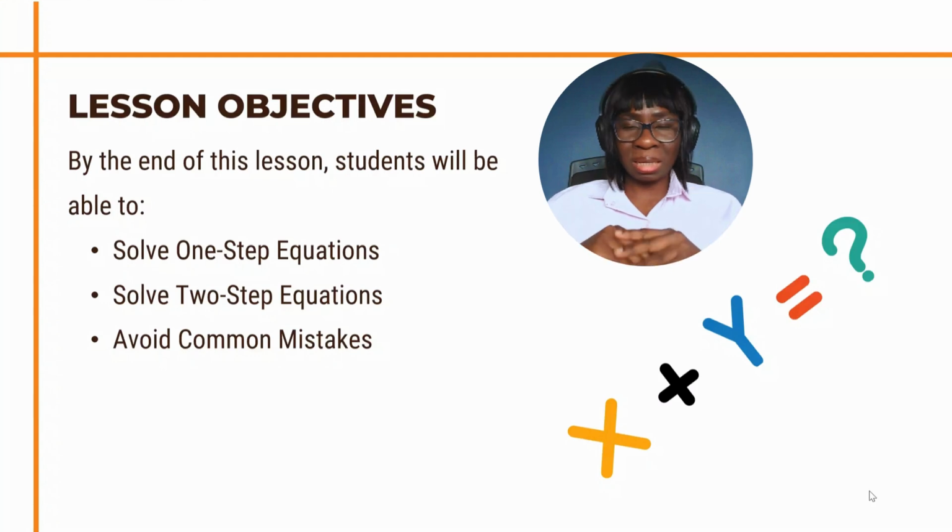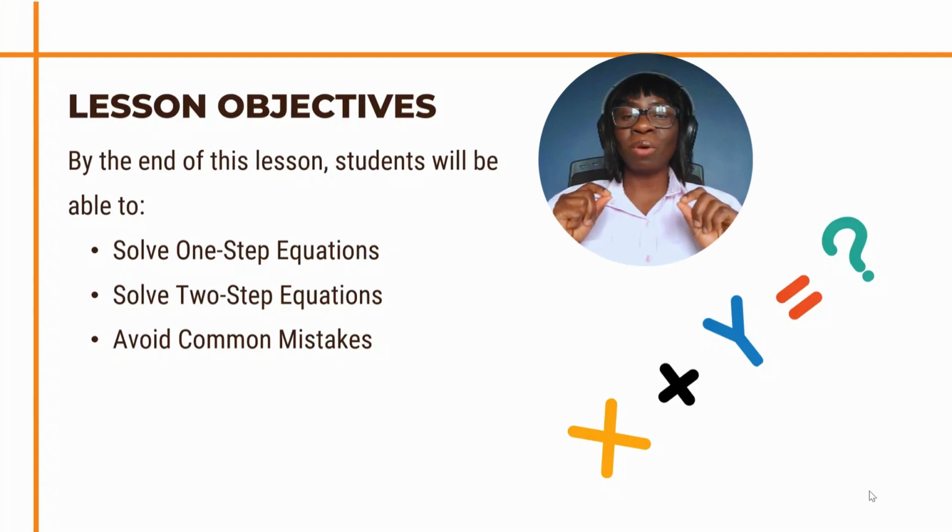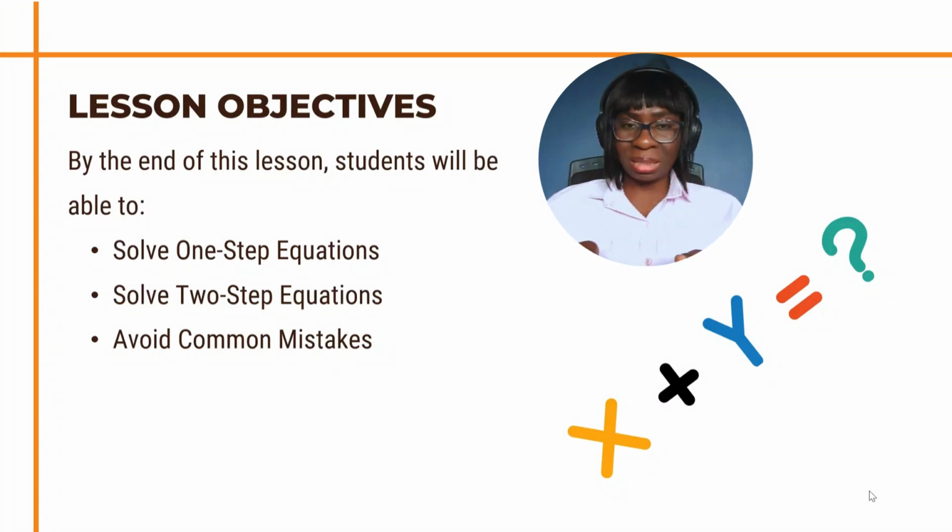By the end of this lesson, you will be able to solve one-step equations, two-step equations, and then avoid common mistakes. When you know that there is a possibility for you to make a mistake, then it will be easy for you to avoid them. So I'll be showing you some common mistakes that you need to avoid.